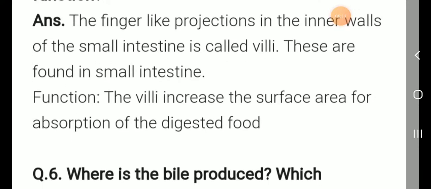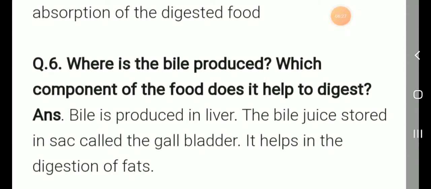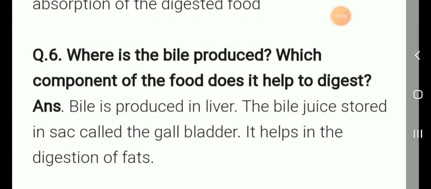Functions: what is the main function of villi, students? The villi increase the surface area for absorption of digested food. Okay, next, students. Where is the bile produced? Which component of the food does it help to digest? The answer is, the bile is produced in the liver.